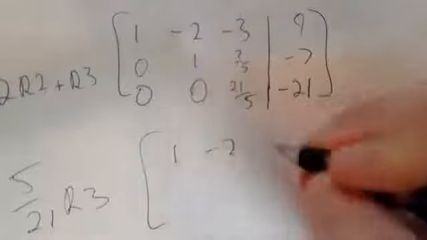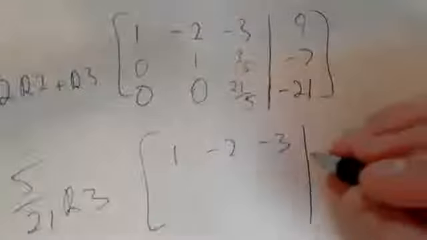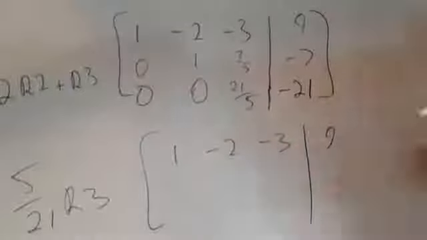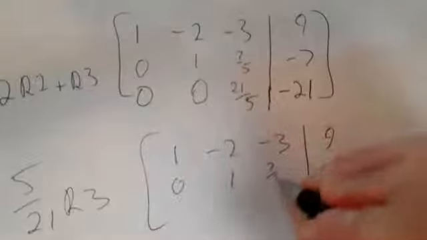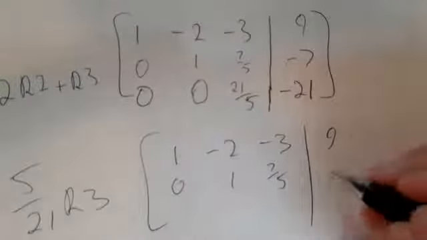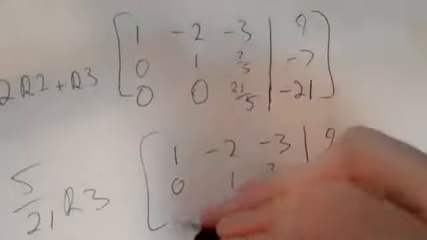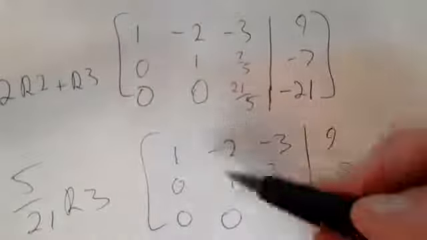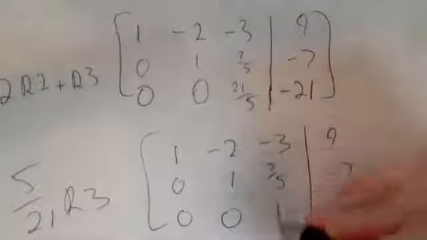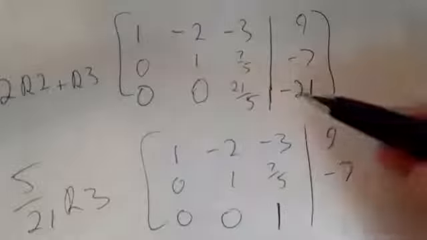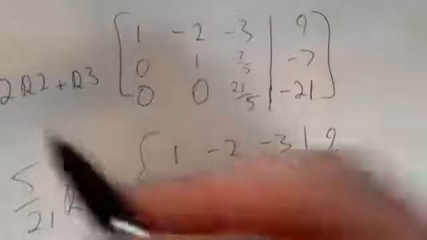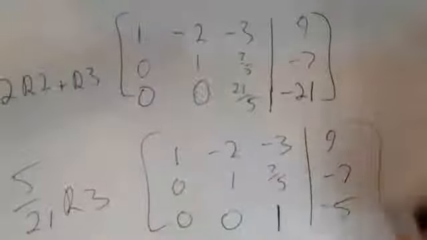So 1, minus 2, minus 3, 9, and 0, 1, 7/5, is giving me a minus 7, and 0, 0, 5 over 21 times 20 over 5 is the one I'm talking about. And I'm going to divide minus 21 by 21, that's going to be 1, and this is going to give me a minus 5.